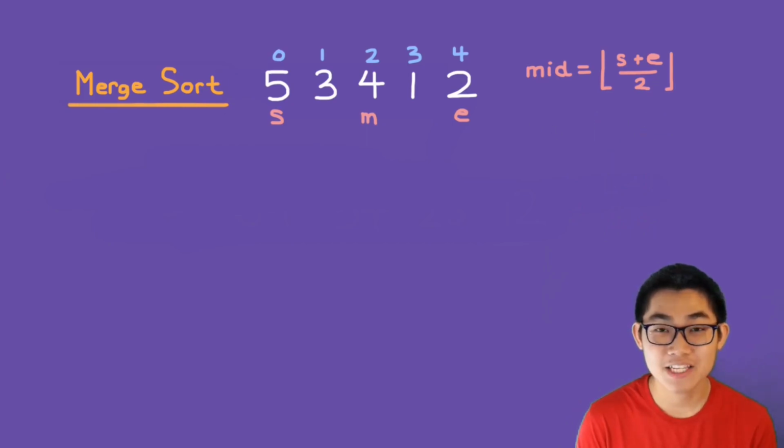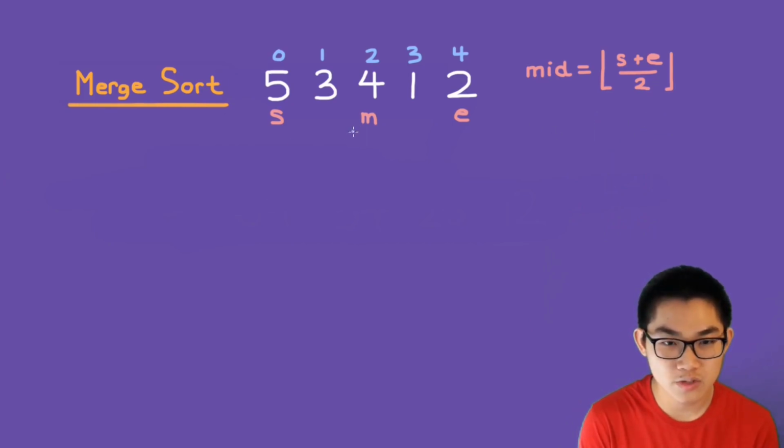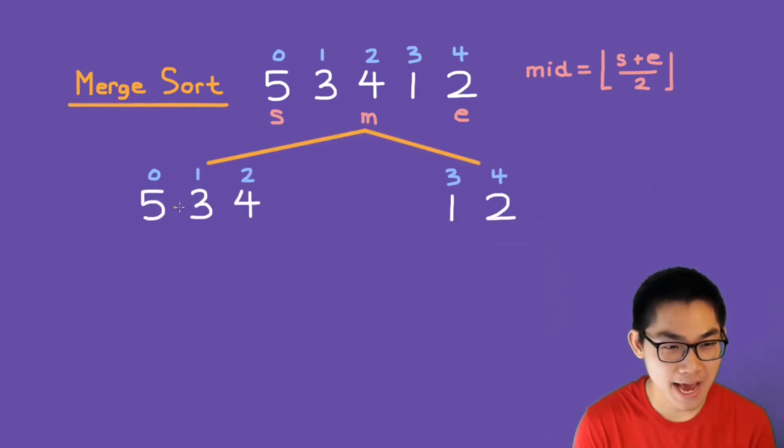The next step is to divide this array. So we're going to divide this array into two halves. On the left, we have 5, 3, 4. So we divided it from s to m inclusively. So 5, 3, 4. And then over here, we have 1 and 2. And then we're going to repeat this process. So here will be the start again, and here will be the end. And then this is the start, and this is the end.